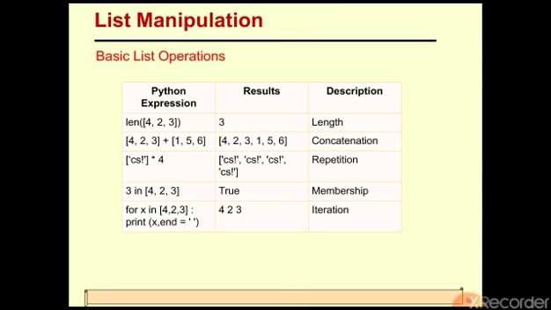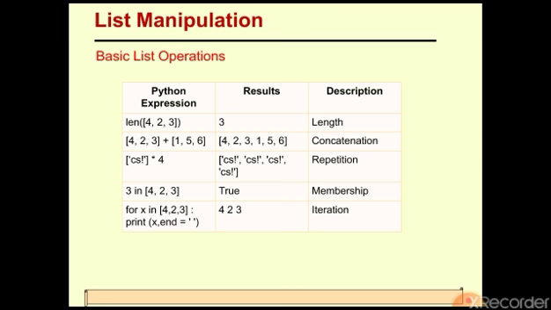Now the in operator. I've told you before also, in is the membership operator. If you write 3 in [4, 2, 3], what will the membership operator do? It will check for the presence of 3 in this list, whether 3 is present in this list or not. In this case it is present, it is the third element, so it will return True.